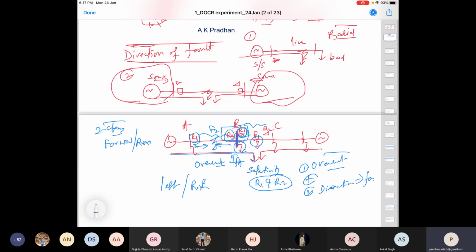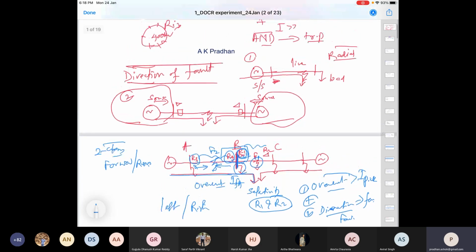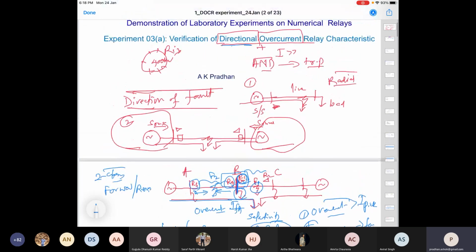We have to add. So what we'll do is check that the current is higher than the pickup setting, and the direction is forward. If the direction is forward, then we can say that the relay should trip. Otherwise, it should not trip. That's the reason I told you that if you have the direction part and the overcurrent part, you can make an AND operation of both, and if both are satisfied, you trip. Otherwise, remain silent, or no trip decision.